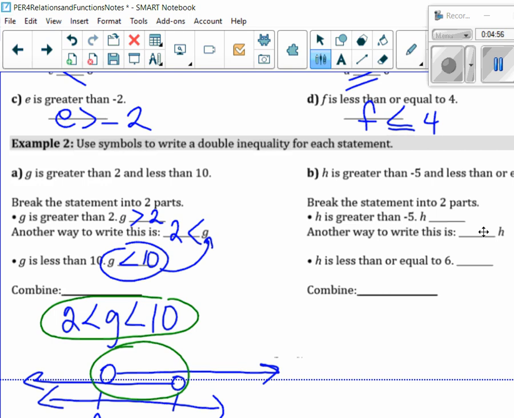So h is greater than -5, so that would be like that, right? -5. Then we write it this way. This is what I'm saying. I don't think anybody would actually do it this way, but again, if you're having trouble, you can do it this way. And then h is less than or equal to 6, and we put that together, okay? So then what is this as a combined inequality? -5 is less than h is less than or equal to 6.